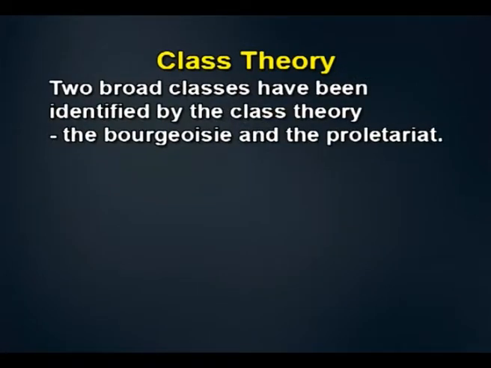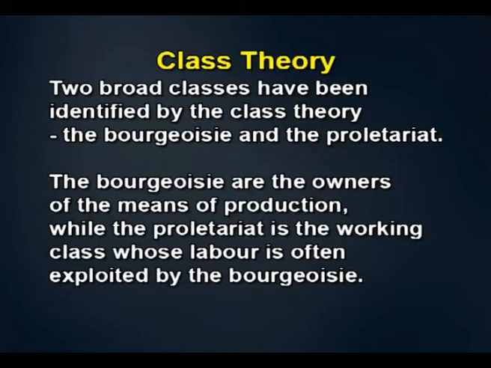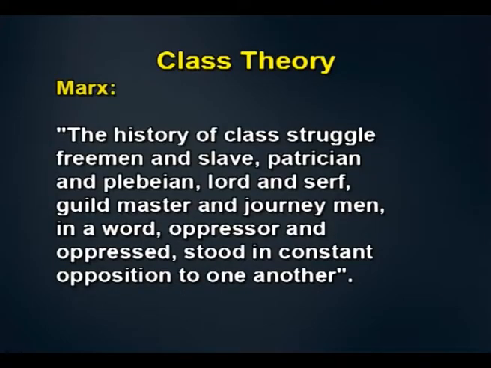Two broad classes have been identified by the class theory, the bourgeois and the proletariat. The bourgeois are the owners of the means of production, while the proletariat is the working class whose labor is often exploited by the bourgeois. According to the class theory, conflict between these two classes is inherent in the capitalist society. According to Marx, the history of class struggle, freeman and slave, patrician and plebeian, lord and serf, guildmaster and journeyman, in a word, oppressor and oppressed, stood in constant opposition to one another.